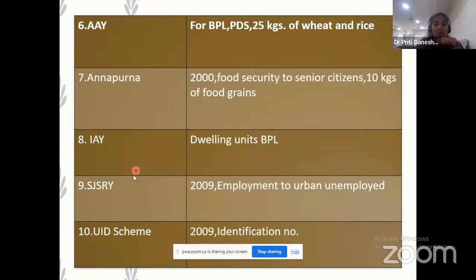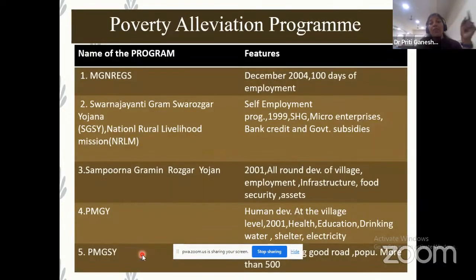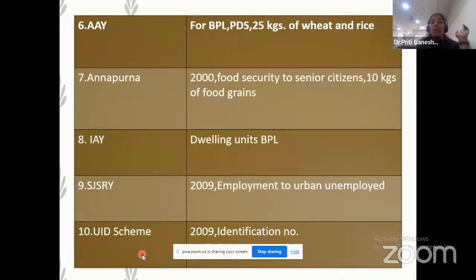Then there is also Indira Awas Yojana, then the Shahari Rozgar Yojana is also there. Then the UID scheme the government started. This is the Aadhaar card scheme where your account number is linked with the Aadhaar card, and whatever subsidies you are getting are deposited directly in your account. So this is your important question. Remember, students, poverty alleviation program is most important. Once you do this, it will cover the government measures on unemployment also, and government measures to reduce the inequality of income.